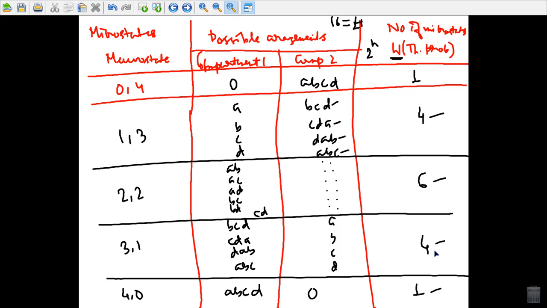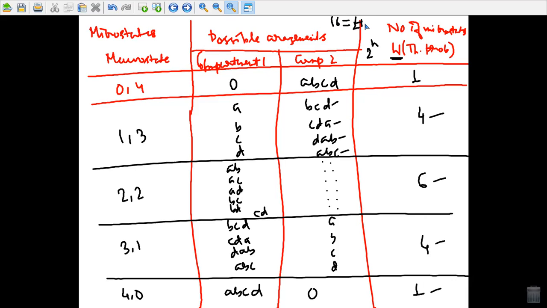So each distinct arrangement is known as a microstate of the system, and the distribution 0, 4 can have only one arrangement. Distribution 1, 3 can have 4 distinct arrangements, and so on and so forth. Thus, a given macrostate may consist of a number of microstates. So in the above example of 4 particles, the total number of microstates is 16, that is 2 to the power 4. So in general, for a system of n particles, the total number of microstates is 2 to the power n.